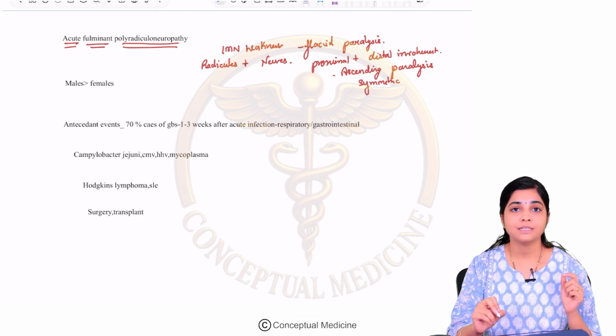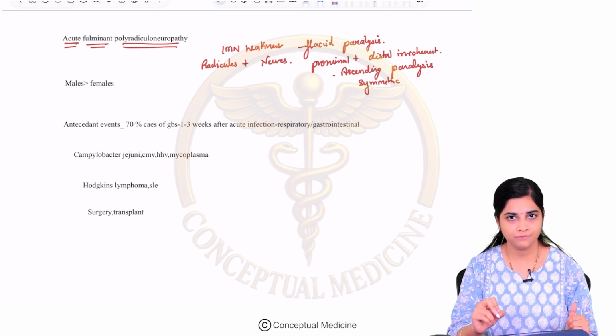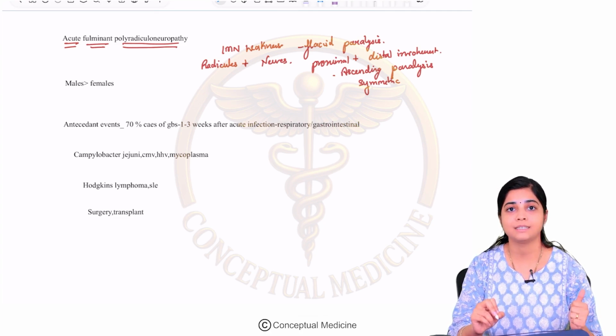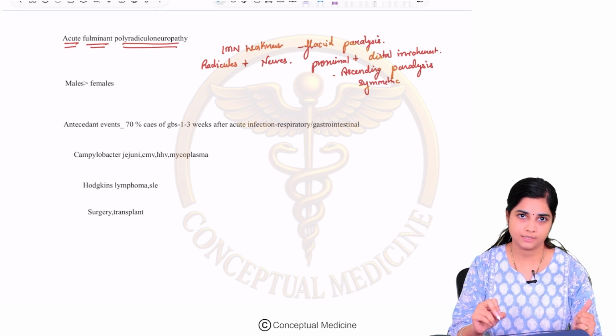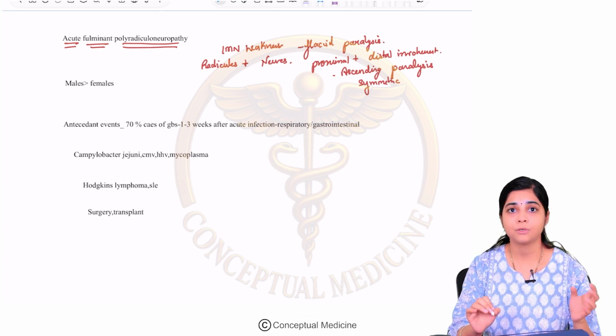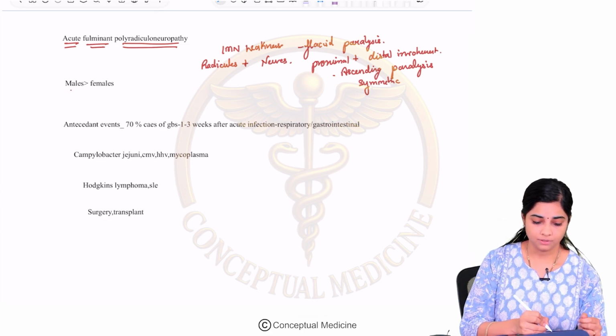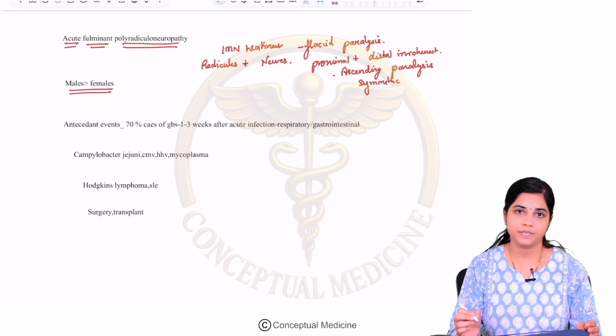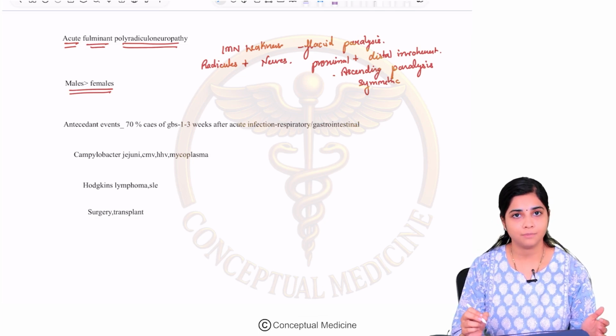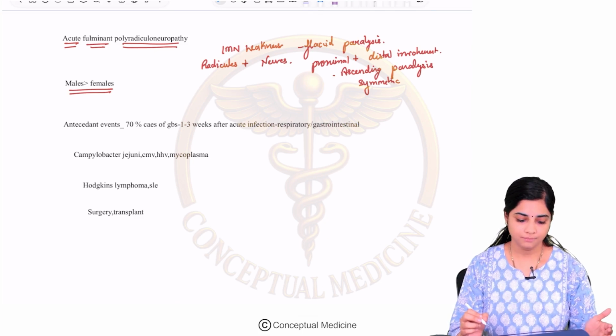So this is an acute onset fulminant polyradiculoneuropathy where both the radicles as well as the nerves are involved. There is ascending paralysis and it is a flaccid paralysis. So, very clear about what exactly is GB syndrome. Now, GB syndrome affects both males and females. It can be found in children as well, but it's more common in males.